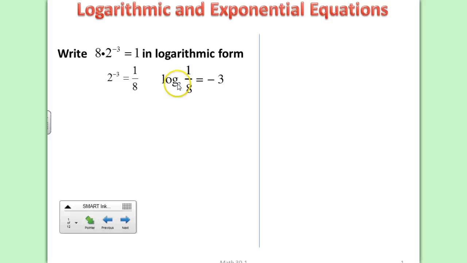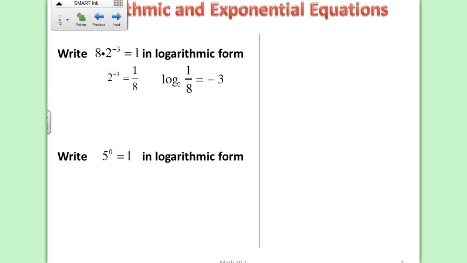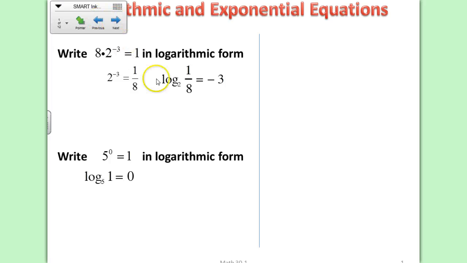Remember, base, number, exponent. Not any different than what you see here, base, number, exponent, right? Just worded differently. So how would I express this in logarithmic form? Well, 5 to the 0 equal to 1 would be the same thing as saying, what if I took the log of 1 to a base of 5? That would give me 0. Again, base, number, and exponent. Okay?